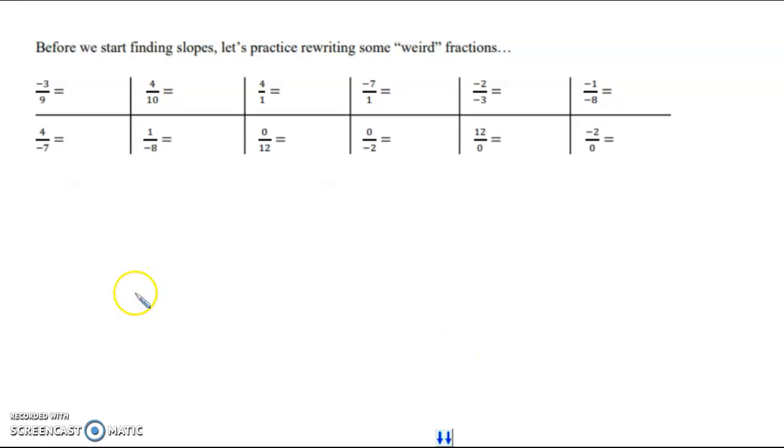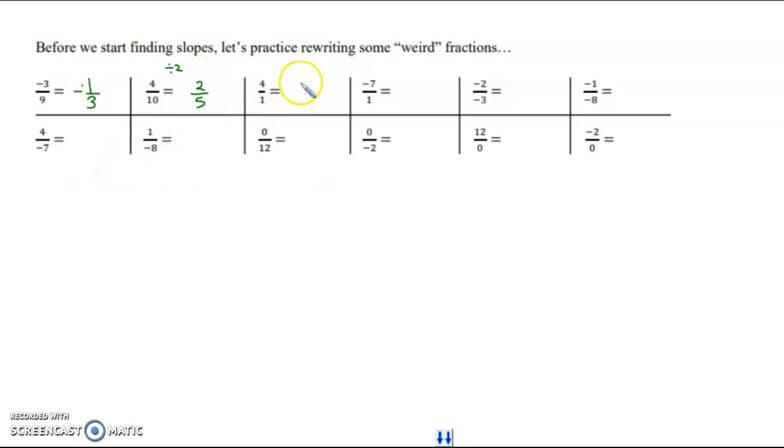Before we start finding slopes, let's practice rewriting some weird fractions, which basically means simplifying them. If I take a look at -3 over 9, they're both divisible by 3. So if I take -3 divided by 3, I get -1. And 9 divided by 3 is 3, so I get -1/3. I have 4 over 10. They're both divisible by 2, so we're going to divide them both by 2. That is 2 over 5. Can I simplify it any more? No, it's simplified, so the slope of this one is 2/5.